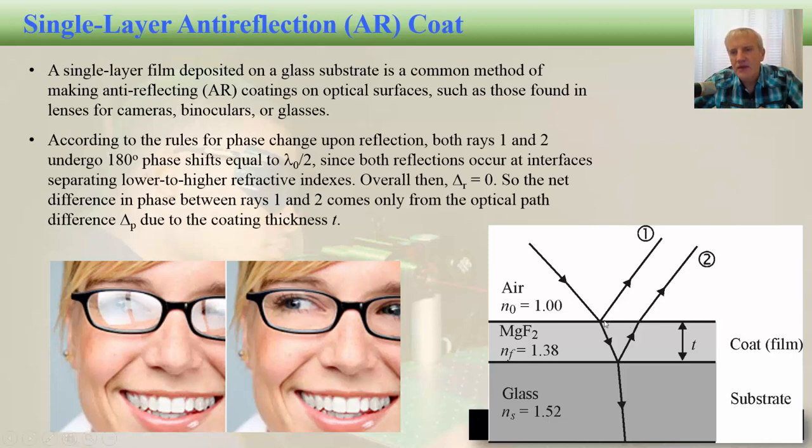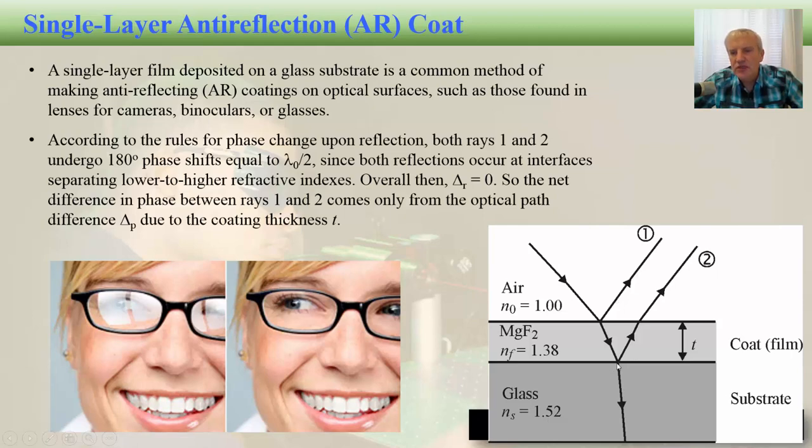The beam 1 is going to get reflected at this front surface, and it's moving from the air, which has index of refraction equal to 1, and it's going to get reflected off of the surface of this coating that has index of refraction 1.38. The fact that the first medium has a lower index of refraction than the second medium means that at this point here we're going to have 180 degree phase flip through the reflection.